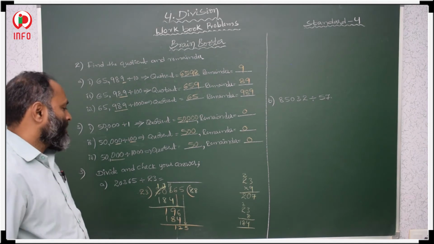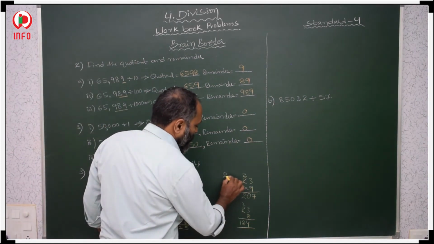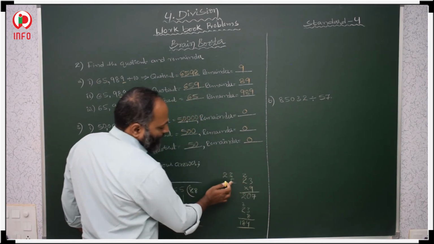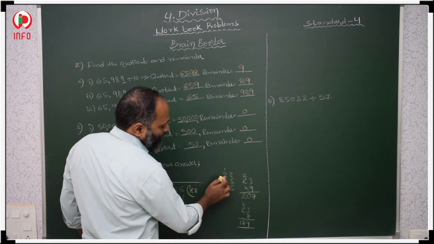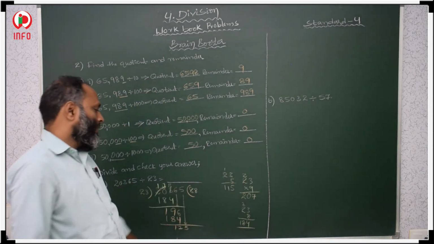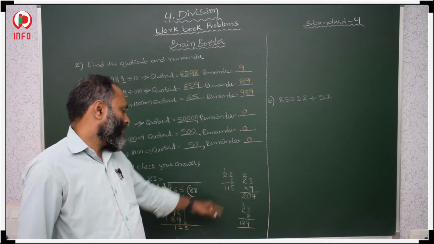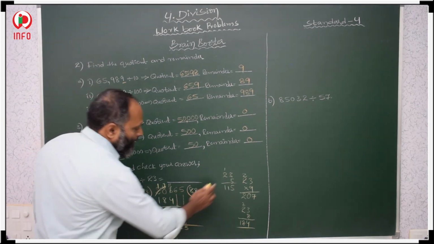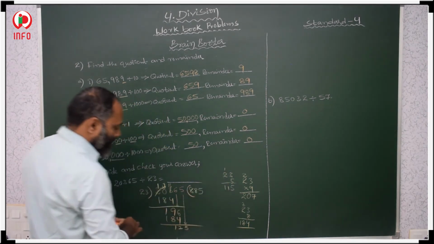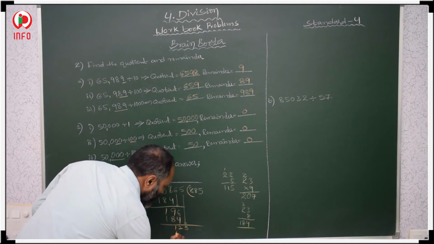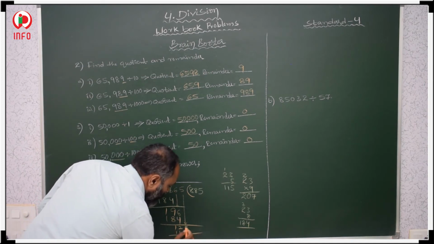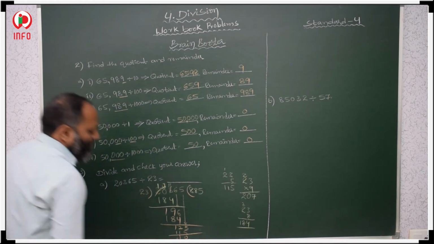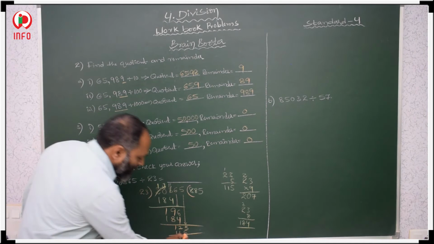125. Now we check 25 5s are 25. 23, sorry, here 23. 23 5s: 3 5s are 15, 5 2s are 10, 11. 115. 115 is near to 125. Now we take here 23 5s are 115. 100. Then 5 minus 5, 0. 2 minus 1, 1. 10 is our remainder.